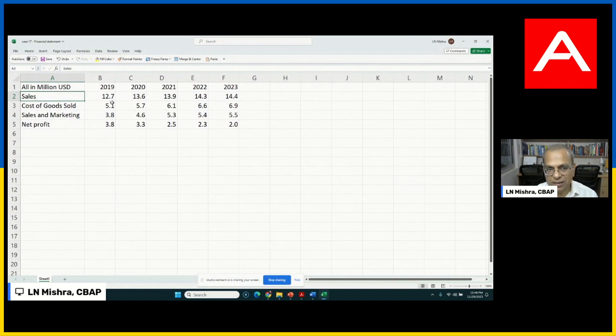This is the sales that the company is making in million USD. There's a term called cost of goods sold, which means the material used to produce the items. So this is our cost of goods sold. And then there is a sales and marketing expense, and there is a net profit, which is your sales minus cost of goods sold minus sales and marketing. So that gives us the net profit.